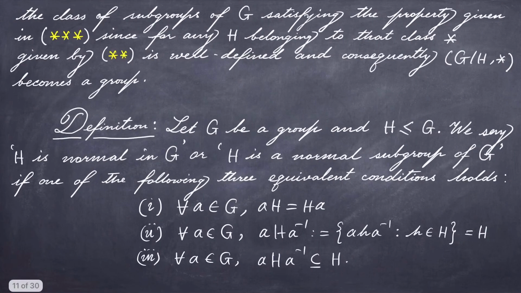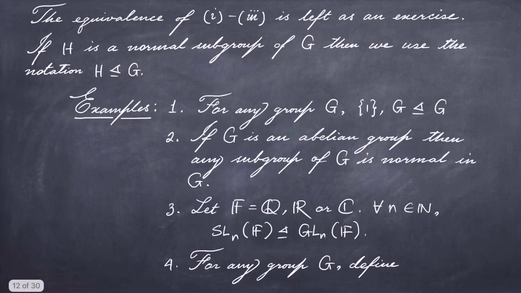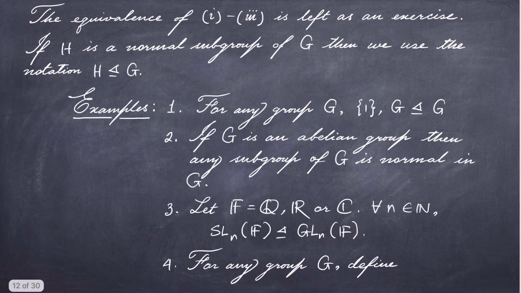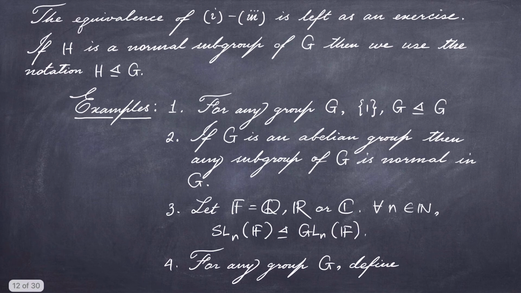If H satisfies one of them, and equivalently all of them, then we call H a normal subgroup of G, and we use this notation for that. What are the examples? For any group G, the trivial subgroup and G are always normal subgroups of G. If G is an abelian group, then certainly any subgroup is normal.